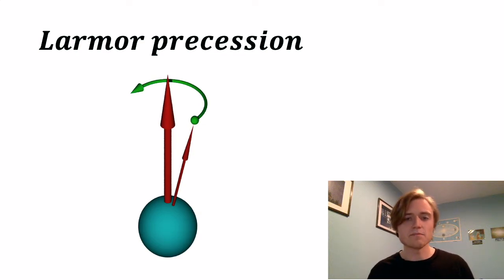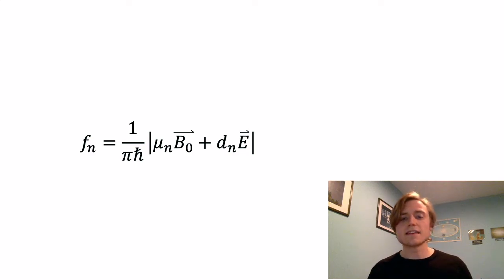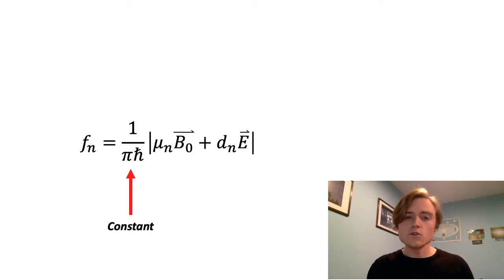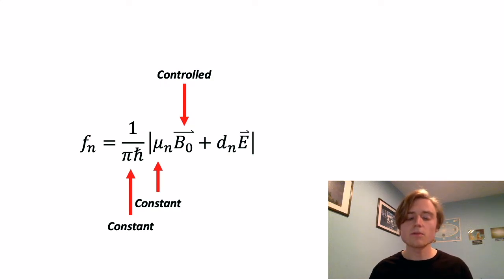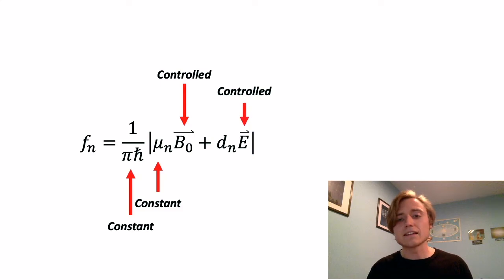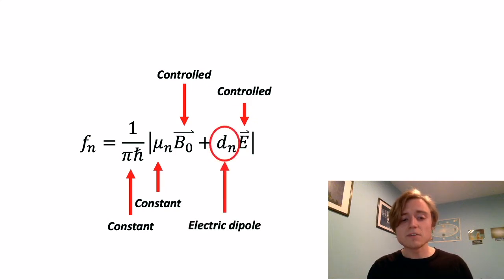So to put it in a mathematical sense, this is the equation that they were dealing with. It's a bit complicated, so let's break it down. The first term, pi over h bar, is just a constant, so we don't need to worry about that. The second term, mu n, is the magnetic dipole of the neutron, so we don't need to worry about that either, it's just a constant. The third term is a magnetic field that they put through the experiment, so this is also a controlled variable. And the last term here is an electric field that they put through the experiment, which again is a controlled variable. This term that we skipped over, dn, is the electric dipole of the neutron.